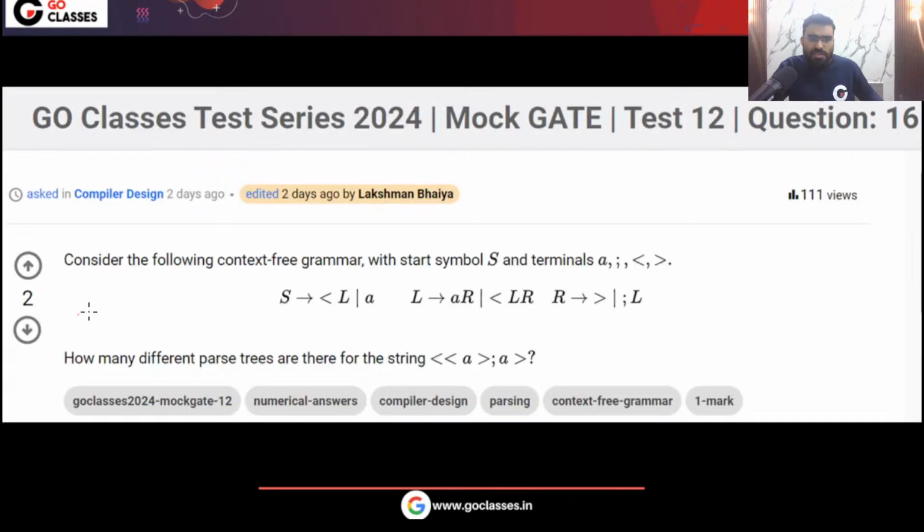Now let's solve this question. A context-free grammar is given to you. S is the start symbol. The terminals are given to you, that is A, semicolon, less than, greater than. These symbols are the terminals. S, L, R are the non-terminals. S is the start symbol. With this context-free grammar, how many different parse trees are there for this string?